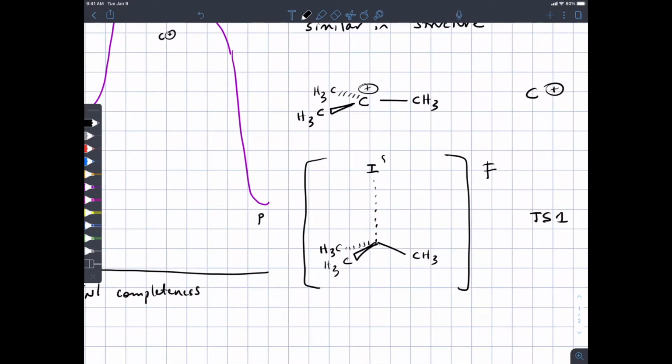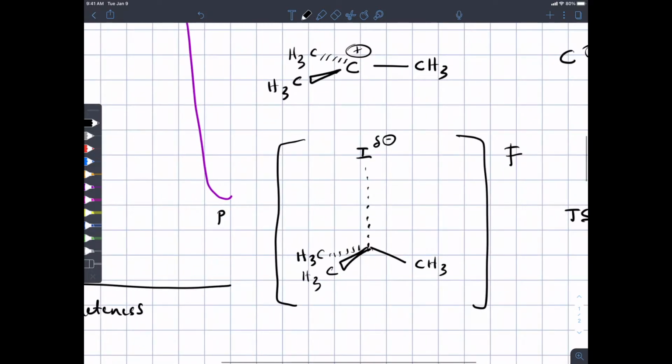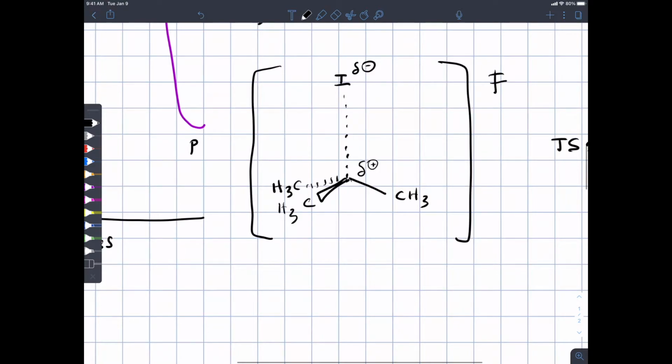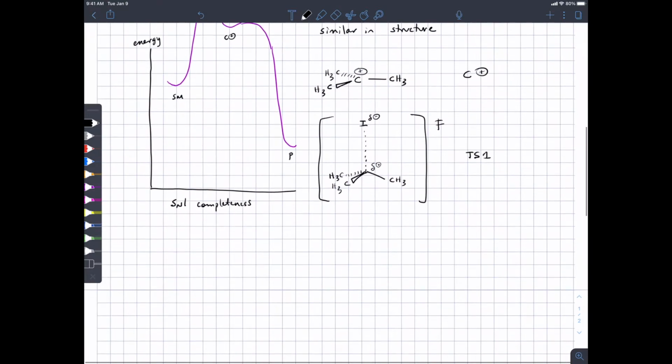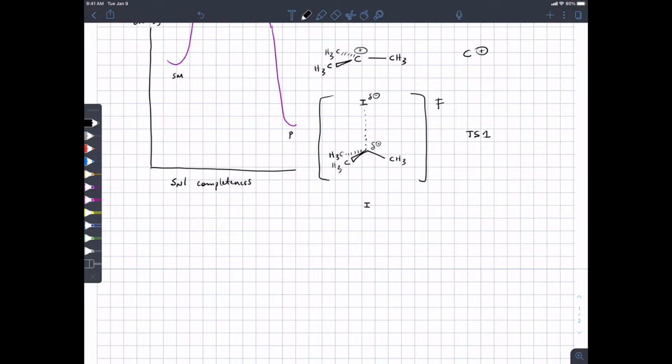In this transition state, there's a buildup of partial negative charge on iodide as we break the bond, and iodide takes its electrons with it. At the same time, there's a buildup of partial positive charge on the carbon. Now I'm going to draw the starting material here, and I want us to consider together how the structure around that central carbon changes as we move from starting material to transition state to intermediate.